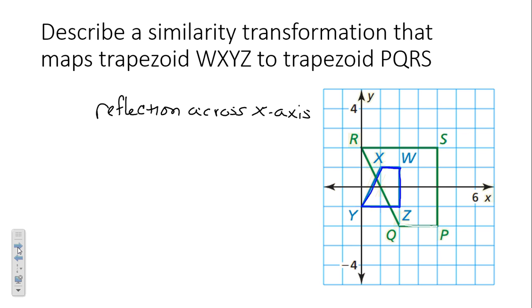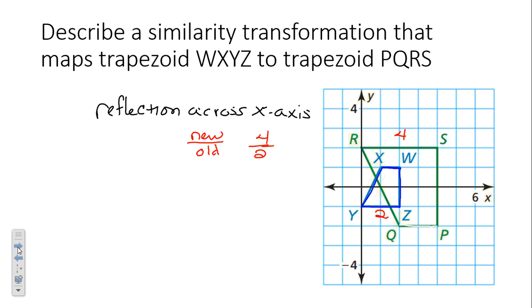How big is our scale factor? What's our k? Between R and S is 4. And what's the equivalent, the similar side or segment in the other trapezoid? YZ is 2. So we are, again, remind me, reducing or enlarging? Enlarging. So we want to take our new divided by our old. Our new one was 4. Our old one is 2. So what's our k?